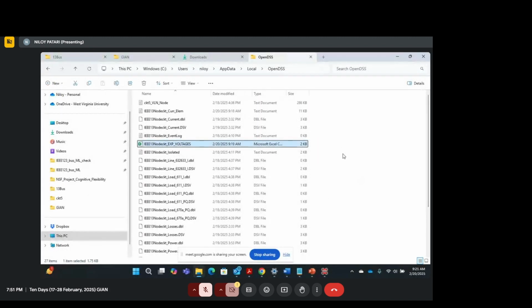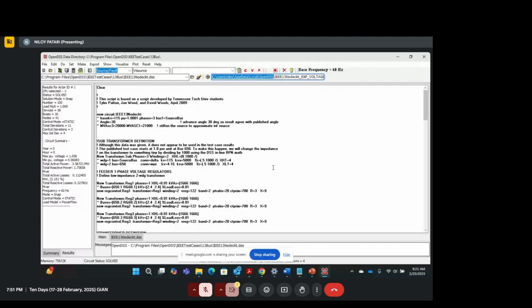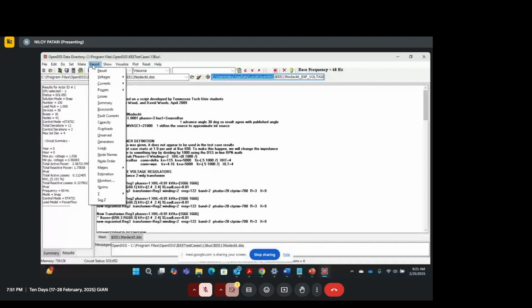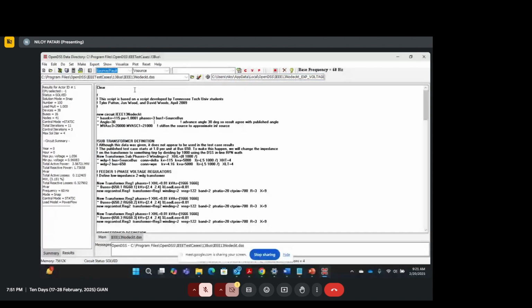So that is what generally utilities do. They run power flow simulations, export that in a CSV file and try to visualize. Similarly, you can export currents, you can export powers, you can export losses, whatever you want.